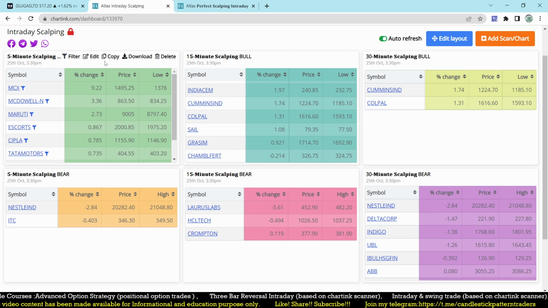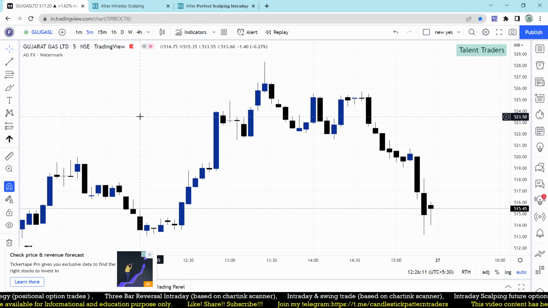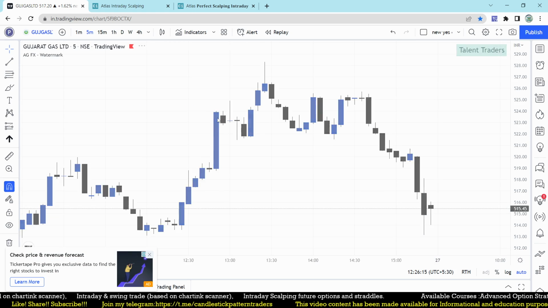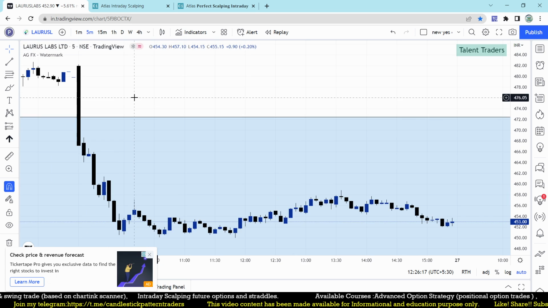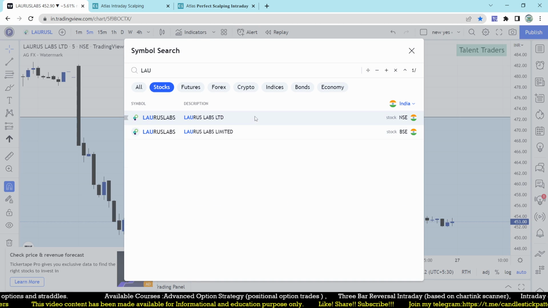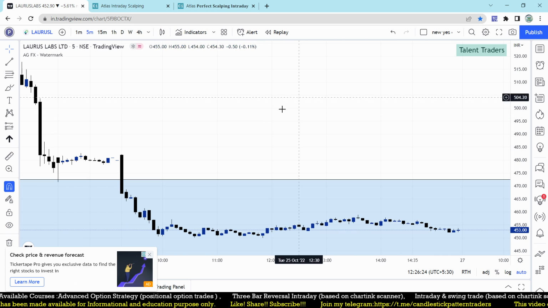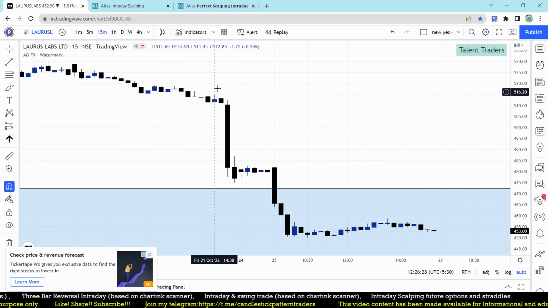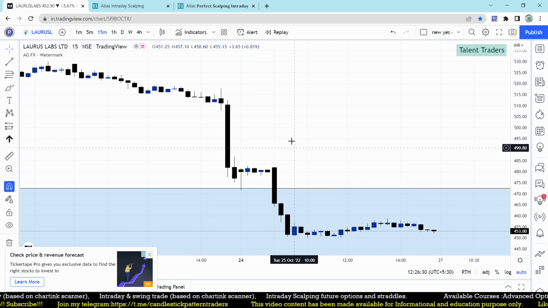Let me check it out, Laurus Labs. Maybe the stock can perform, but the condition which I have created requires the stock to be a quality one. So Laurus Labs, that must be NSE. Here is the 15 minutes time frame. Let me check it out. So this is the 15 minutes time frame.